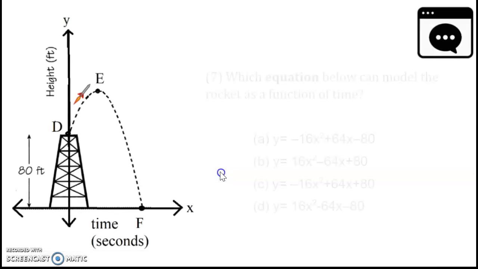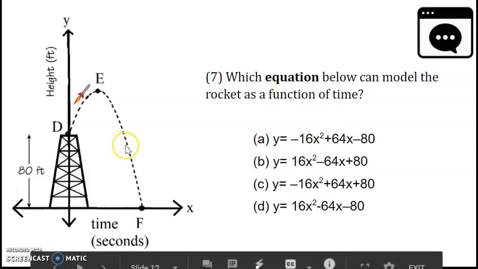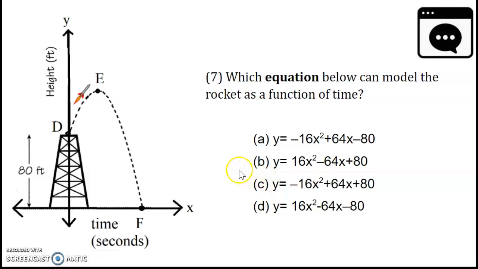Now tell me in private chat, which equation below can model the rocket as a function of time? We don't know the exact numbers, but we can eliminate many of these and be left with just one equation with the information we are given. What do you think? Is it A, B, C, or D? Make sure you are clear in your mind why you're choosing that. It's not eeny, meeny, miny, mo. There is a very definite reason for it.